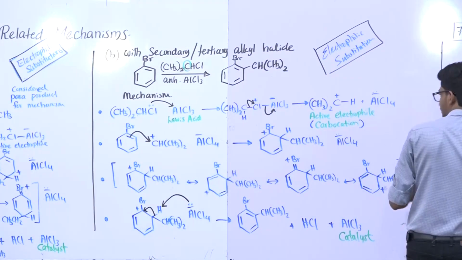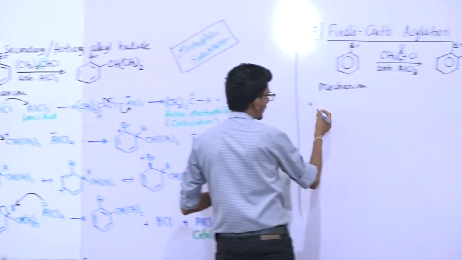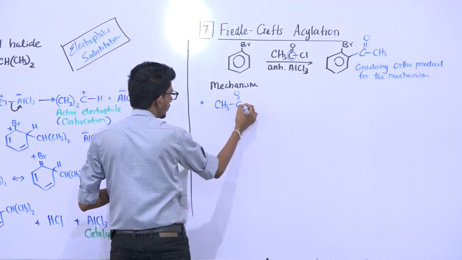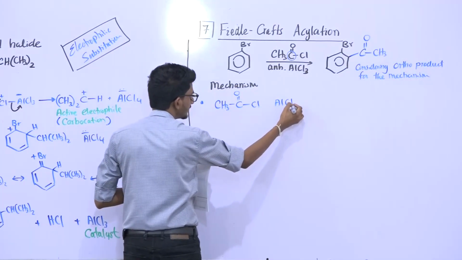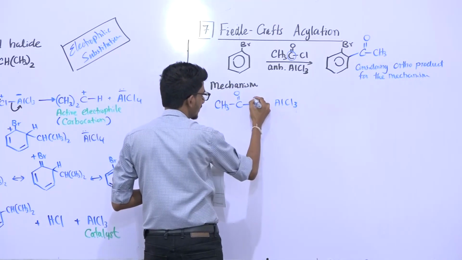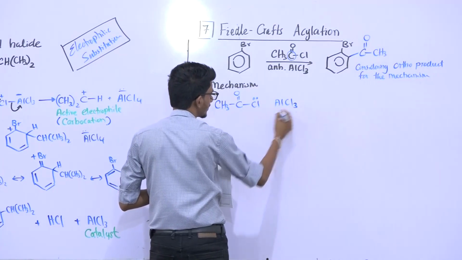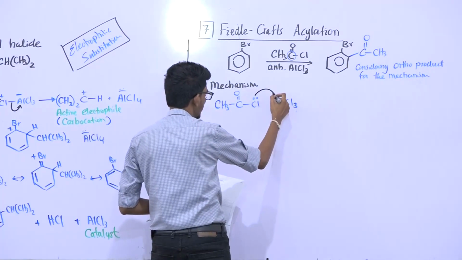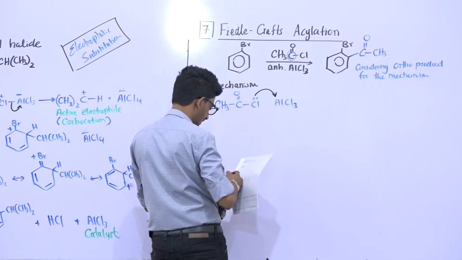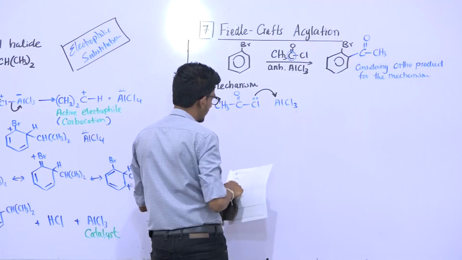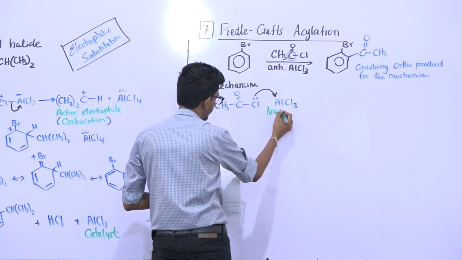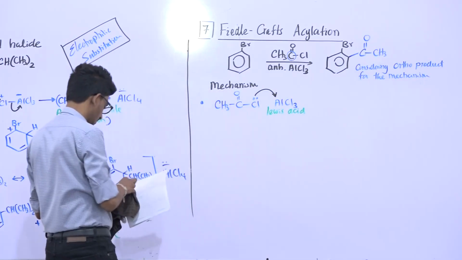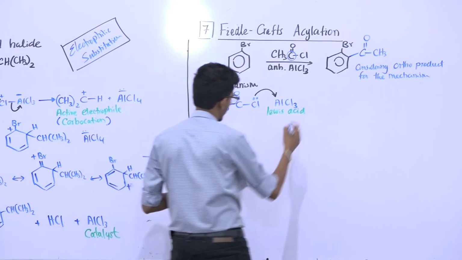Let's come up with the mechanism. So the first step. So what happens? These two guys react. CH3COCl will react with the AlCl3. Again a Lewis acid base reaction, right? This thing will be given to here, and AlCl3 again acting as a Lewis acid here, accepting the lone pair, right? So that you will produce what?